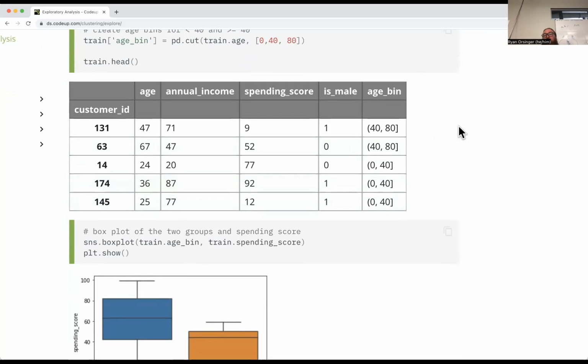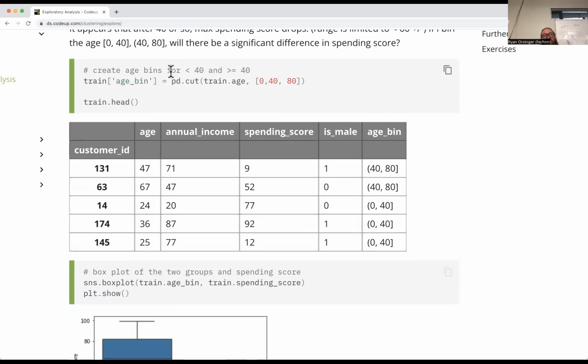The code where we make the bins is a pd.cut. The rationale for making bins is when you make bins, you lose the granularity of those single observations, but you might gain the clarity.